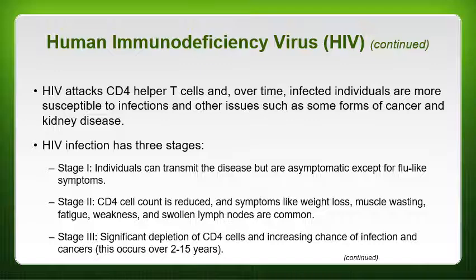Now, it's in stage 2 where the individual will start to develop the AIDS-related complex. So it's kind of where the transition occurs from HIV to AIDS in stage 2.